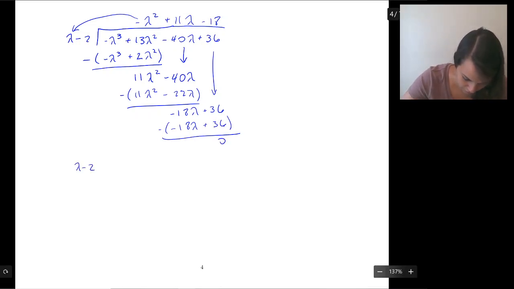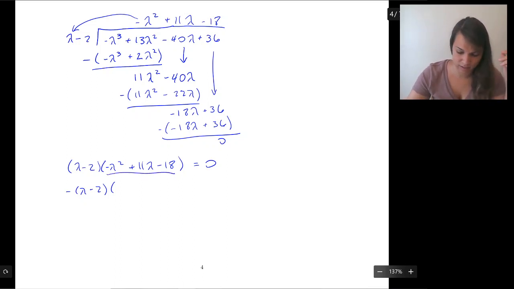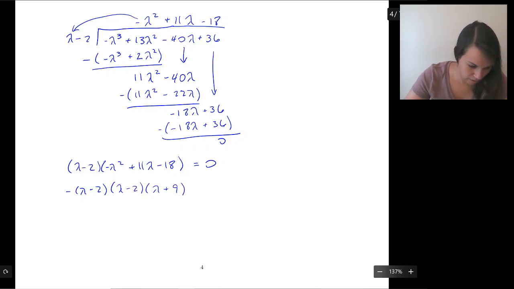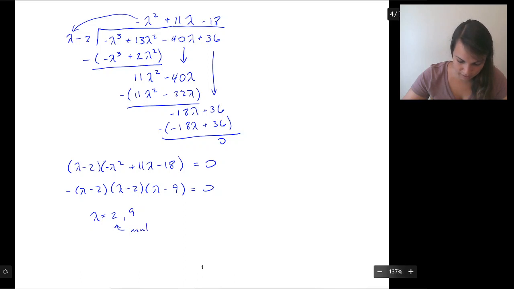So then lambda minus 2 times, what is it? Lambda squared plus 11 lambda minus 18 is going to equal 0. And then that factors, you get lambda minus 2. And then I think pulling a negative out to the front for this is way easier to think about. So I pulled the negative out, and then I can see that it's going to be this. Nope. It's not a plus, it's a minus. There we go. So then lambda equals 2 and 9 with multiplicity 2 for the lambda equals 2.